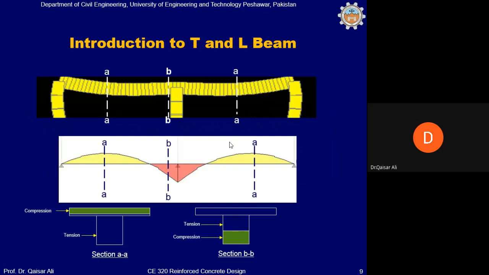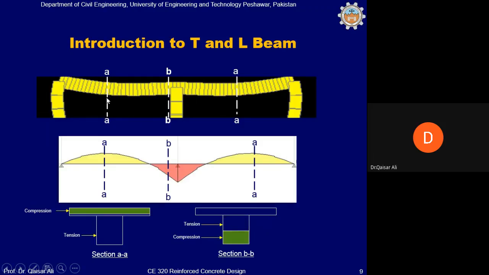Now, this slide is important to understand what happens when the slab is taken as part of the beam. What are the effects on the design of the beam? If you look at this beam, the slab is also projecting on both sides of the beam. When a section AA is taken at the midspan of the beam, you will see part of the web and also part of the slab. Section BB will also show part of the beam and part of the slab.